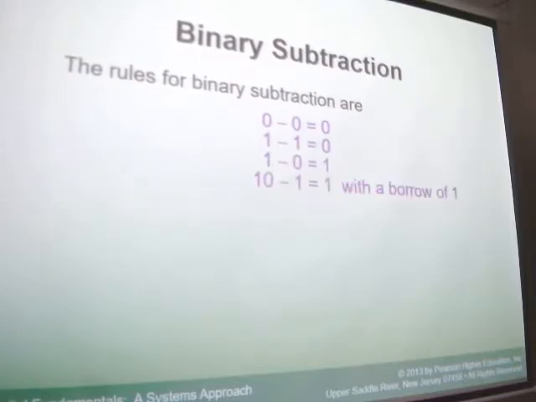like decimal subtraction. 0 minus 0 equals 0. 1 minus 1 equals 0. 1 minus 0 equals 1. In fact, it is 0 minus 1. 0 minus 1 equals 1 because we have borrowed 1 from the nearby position.